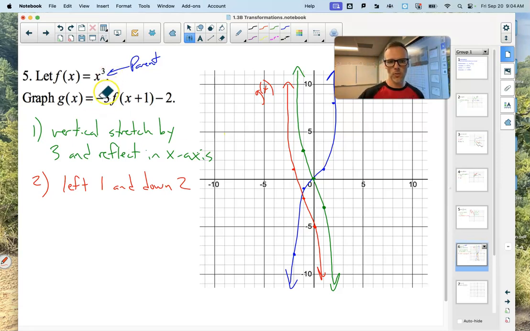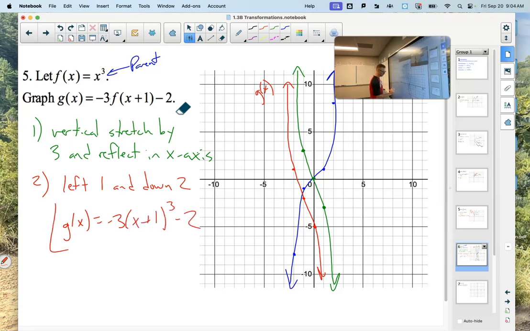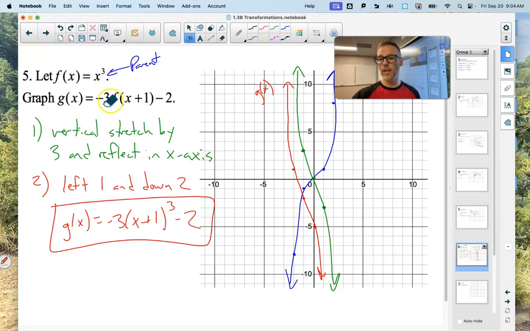So I told you what f of x is, and we saw our transformations applied to it. Now, just to throw this in here as an extra step, if I gave you this instead, would you have still come up with the same graph? If I would have said g of x is negative 3 times x plus 1 cubed minus 2. That's the same g function as here, except now, instead of using the f function notation, I actually just did it to the x cubed function. If I asked you to graph this, it's the same thing, right? Negative 3 on the outside, multiplication, vertically stretched by 3 and reflect. Plus 1 inside with the x, left 1, minus 2 on the outside, down 2.